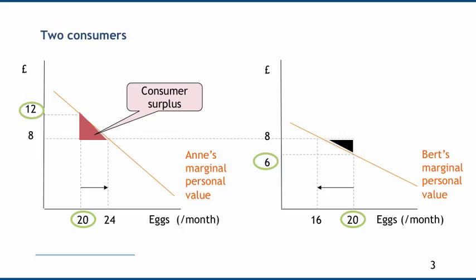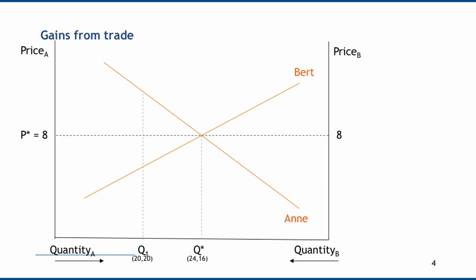We can also see the gains from trade by superimposing these two curves onto one graph, which looks something like this. What we have here is Anne's marginal value curve from before. As we move from left to right, Anne is acquiring eggs. All that we've done now is that we've switched Bert's, and so Bert looks upward sloping, but that's just because we've inverted this such that as Bert is acquiring eggs, he's moving from right to left.